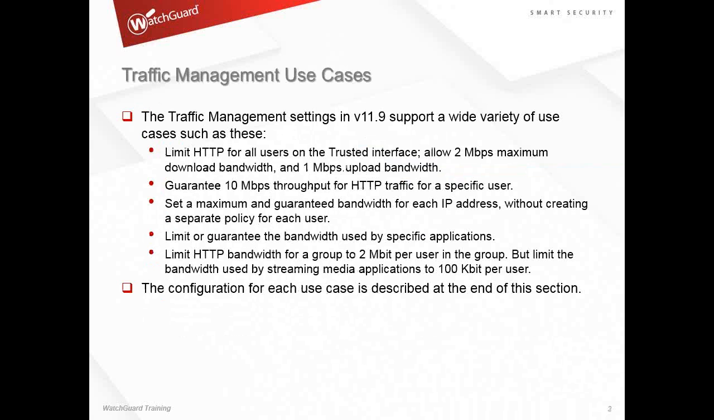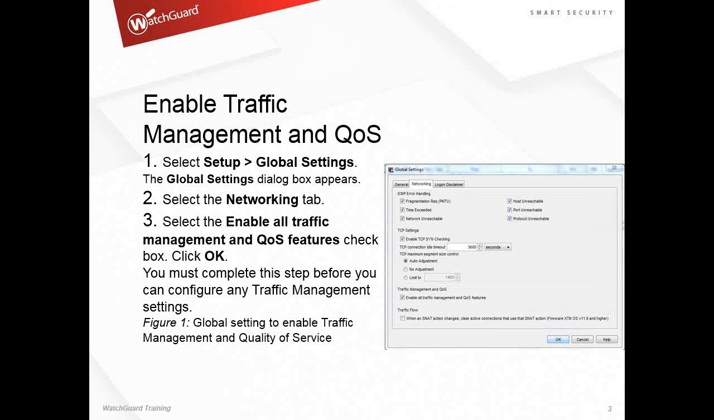To get started here, I'm going to go through a couple of slides on how to set it up, and then I'll go into the live demo. The first thing we need to do is enable traffic management and QoS. Globally, in the policy under global settings, we need to ensure that traffic management is set up and that it can be interjected into the policies. As you see here, it's just a simple checkbox. You go into the networking tab, enable all traffic management and QoS, and click OK. Now this just turns it on globally.